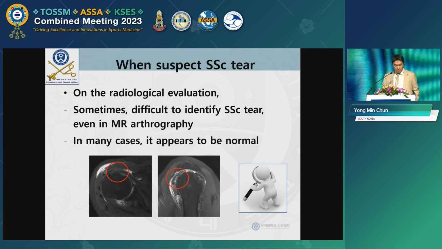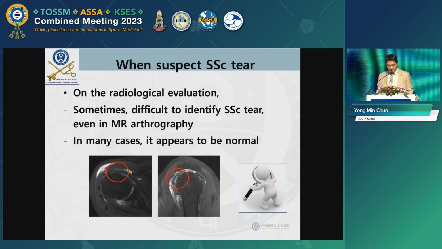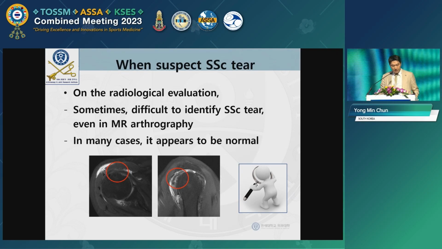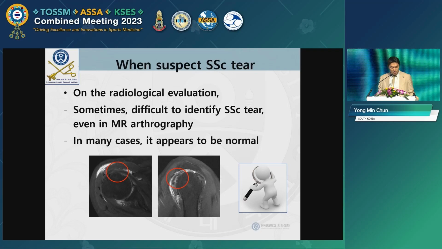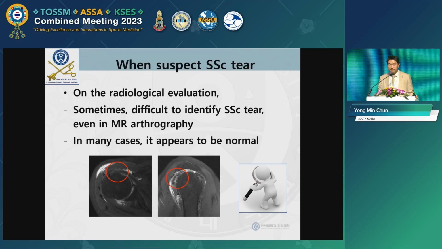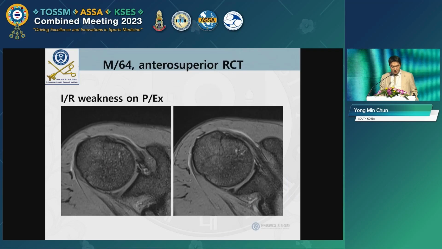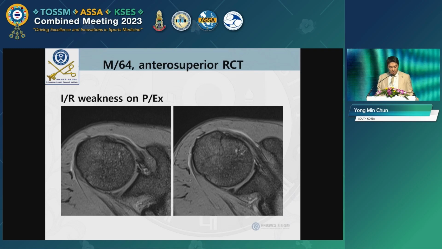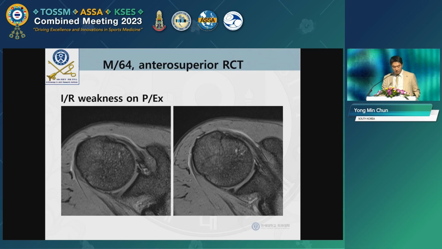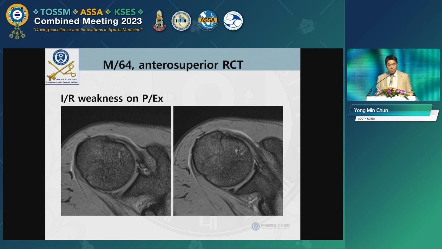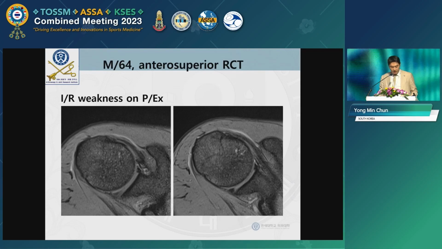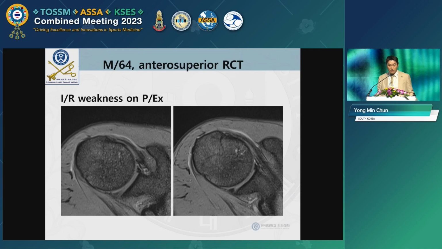On radiology evaluation, sometimes it is difficult to identify the subscapularis tear even in MRI. In many cases, it appears to be normal. This gentleman is 64 years old and underwent arthroscopic repair for an anterosuperior rotator cuff tear. This patient has an internal rotation weakness on preoperative physical examination. Take a look at the axial images. The subscap insertion looks normal.